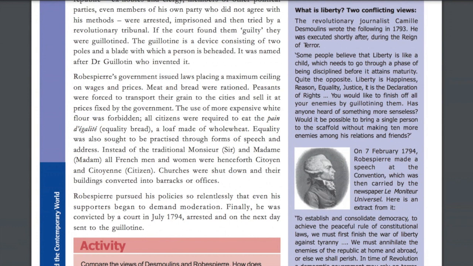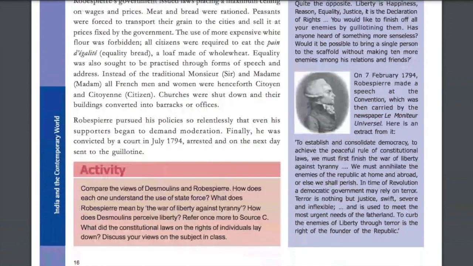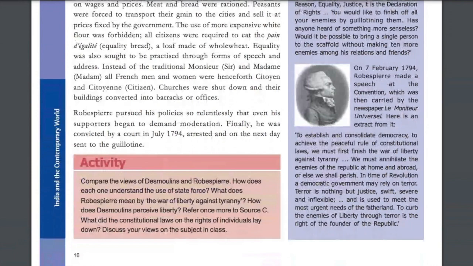Robespierre pursued his policies so relentlessly that even his supporters began to demand moderation. Finally, he was convicted by a court in July 1794, arrested, and on the next day sent to the guillotine. So he was himself guillotined because of his strict reforms. Robespierre was a person of very strict rules and reforms. His supporters were also not happy with the strict laws that he brought about, and in July 1794 he was convicted.